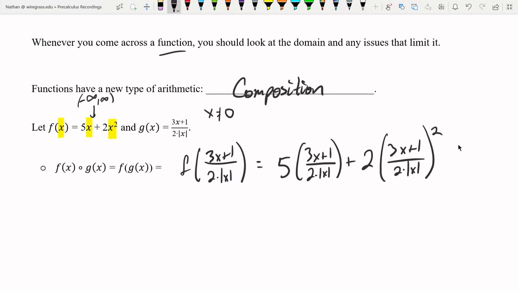Okay, we can simplify the statement down. I'm going to write it like this. I'm going to distribute the 5 onto the top. You get 15x plus 5 over 2 times absolute value of x plus, this thing needs to be squared, so we're going to get 2 times.